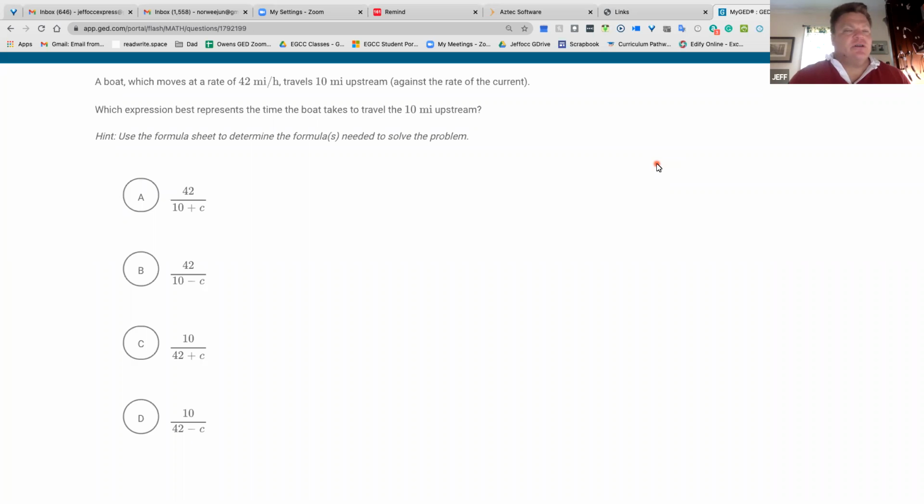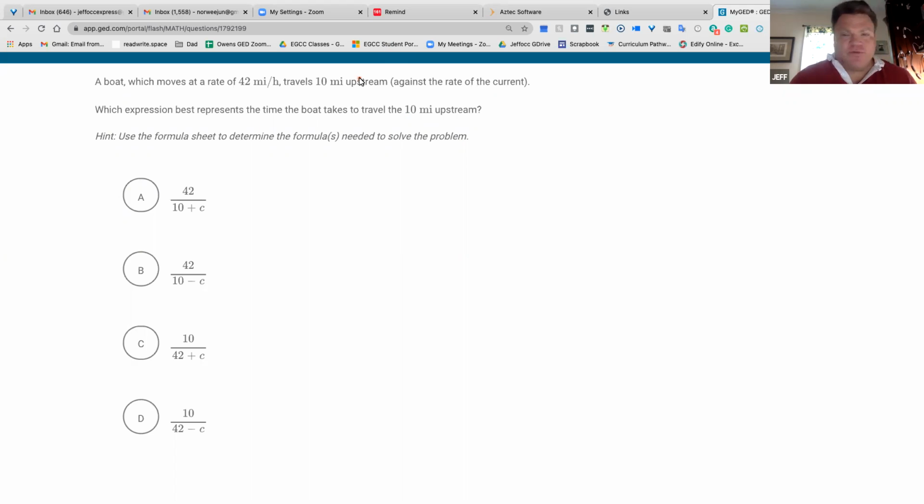So another, like a cousin of the work questions, are these weird questions that may pop up. It'll either be a boat or a canoe or something in the water, or a plane or a blimp or something flying through the air. A boat, which travels at a rate of 42 miles per hour, travels 10 miles upstream against the current. Which expression best represents the time it takes this boat to go blah, blah, blah?